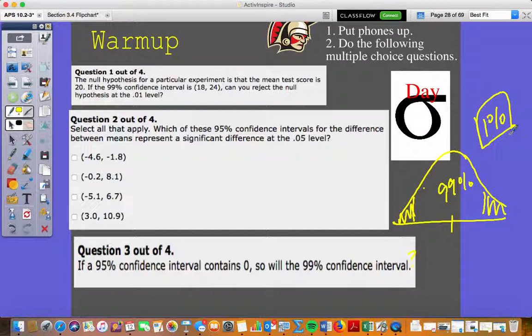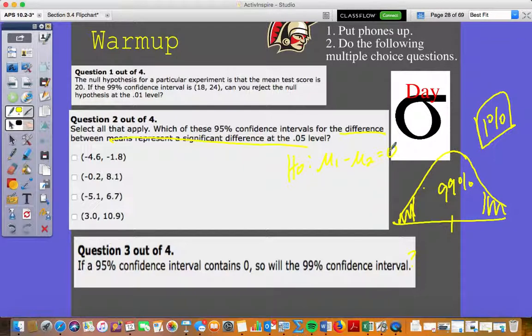Question 2. Which of the following for the difference between means represents a significant difference at the 0.05 level? What is my null hypothesis here? We'll say that it's mu1 minus mu2 equals 0. That's good stuff. Good job, Michael. And that's our null hypothesis, right? So we're looking for something that contains 0 or doesn't contain 0.